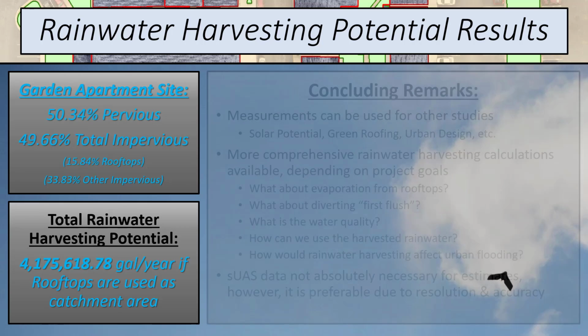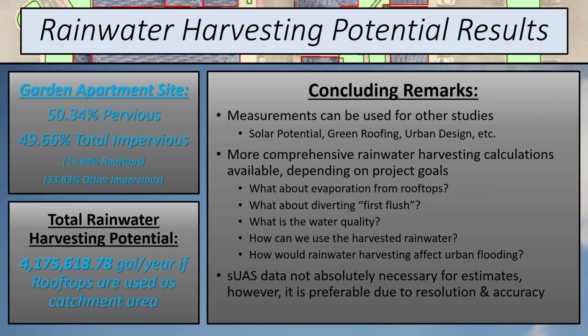But before we conclude this series, I want to make a few remarks that are worth considering moving forward. The first is that although our study focused on rainwater harvesting potential, these measurements can be used for many other types of studies, such as solar potential, green roofing, or urban design. Another thing to keep in mind is that we utilized a simplistic calculation to determine the theoretical harvesting potential, but there are many other comprehensive methods available.